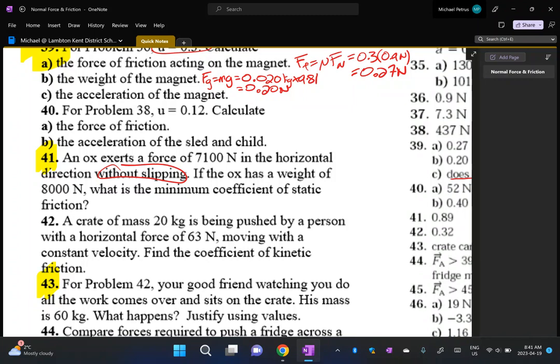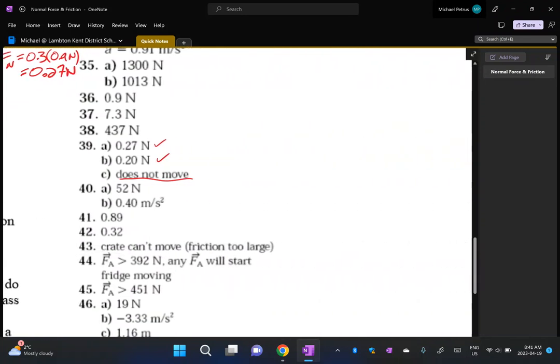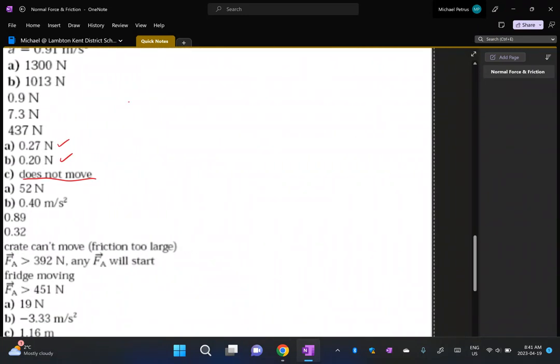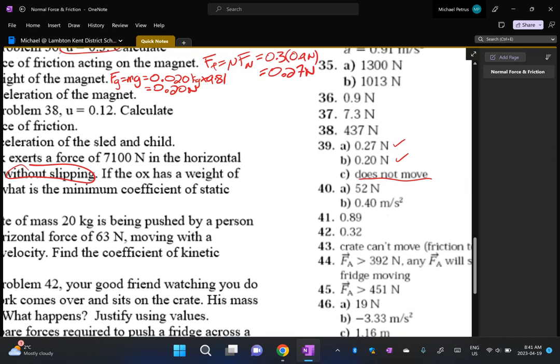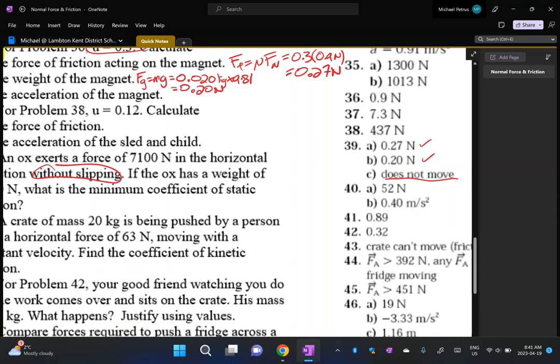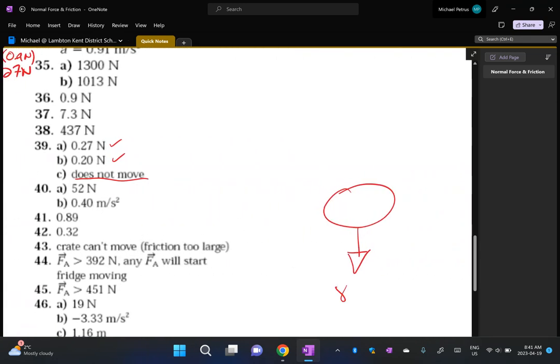All right. And the ox has a weight of 8,000 newtons. So not accelerating means that all the forces are going to be balanced. So let me show you what I mean by that. I'm going to draw the ox like this, and I'm going to say it has a weight of, oh man, I need a better memory, 8,000 newtons and 7,100. So it has 8,000 newtons of weight.